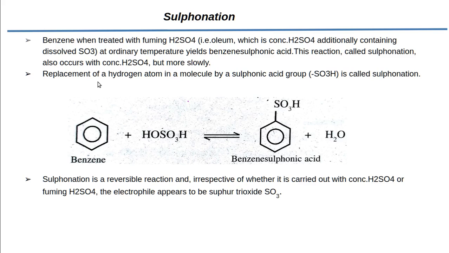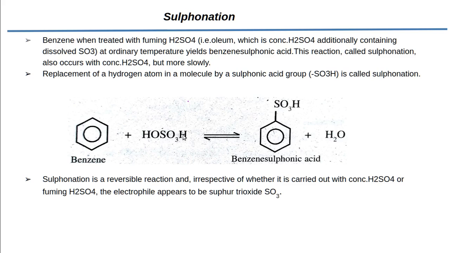So simply we can say sulfonation is the replacement of a hydrogen atom in a molecule by a sulfonic acid group, that is SO3H group. That is sulfonation reaction. So benzene on reaction with sulfuric acid, one of the hydrogens will get replaced by a sulfonic acid group SO3H, and we will get benzene sulfonic acid. Hydrogen from benzene will react with OH from sulfuric acid and water molecule will get eliminated and benzene sulfonic acid will be formed.